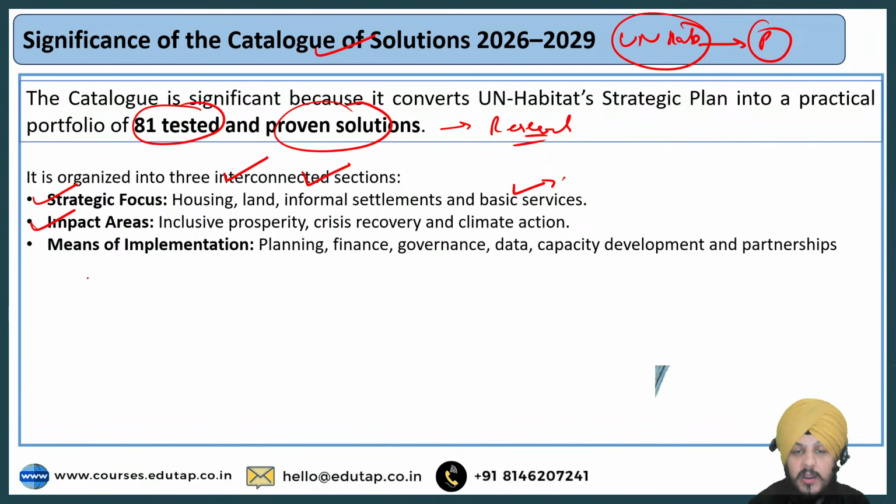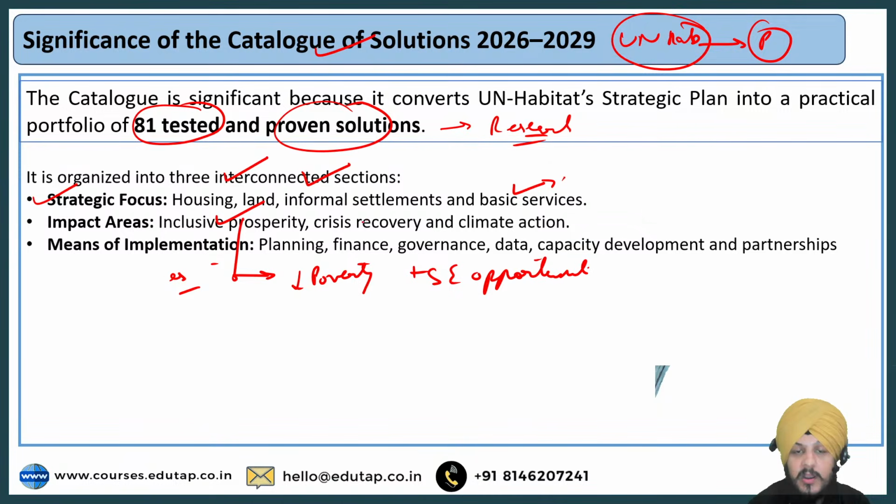The second is the impact areas, right? The second section is impact areas. Impact areas basically means what results this work should produce. You can say it is nothing but the expected results that we can expect from this catalog of solutions document if we are able to implement this strategy in different cities. So what does it include? It basically includes objectives such as inclusive prosperity, right? Which basically means reducing poverty, and also empowering socio-economic opportunities in the cities. That can be the first thing.